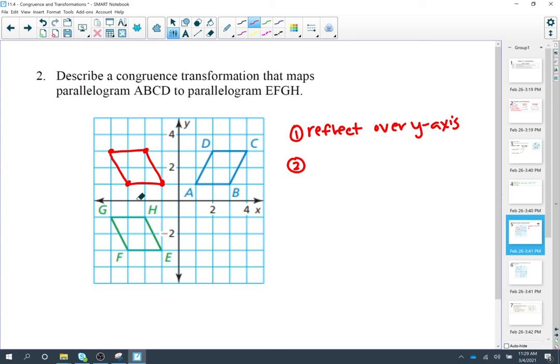Now I have to get the red one to the green one, so I'm thinking I probably have to move it down. And specifically 1, 2, 3, 4, if I move it down 4, that should do it. So if I take my other points down 4, then I get there. So first of all, this is your congruence transformation. And second of all, essentially what you've just done is you've proven that the blue parallelogram is congruent to the green one.